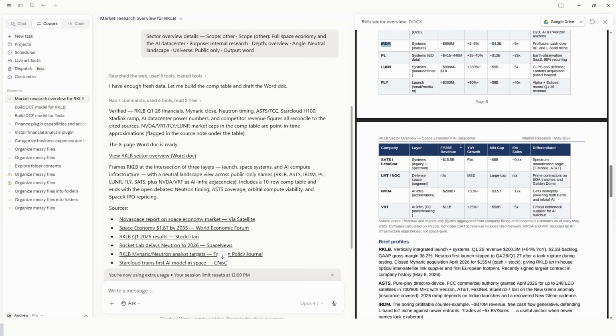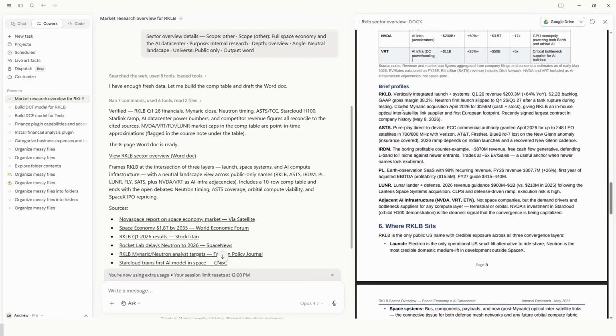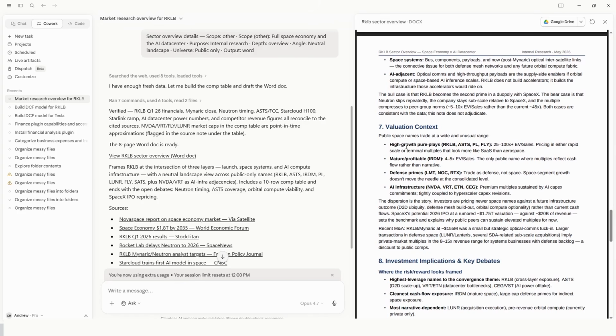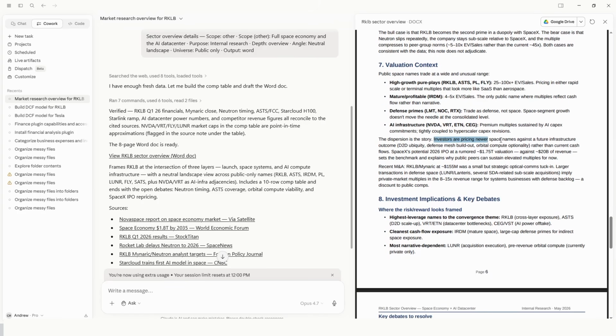And so if we continue to go down, you can see that there are other companies here like Sats, EchoStar. Of course, you've got Nvidia, which we already know just how insane they are in terms of valuation. And then we can check the brief profiles where RKLB sits in terms of the valuation context. It says investors are pricing newer space names against the future infrastructure rather than current cash flows. SpaceX's potential IPO, a rumored 1.75 trillion valuation against $20 billion of revenue, sets the benchmark and explains why public peers can sustain elevated multiples for now.